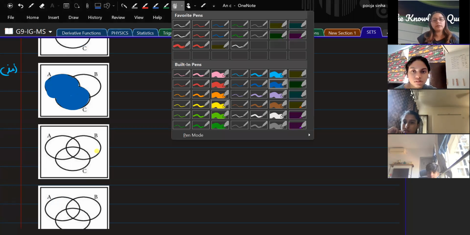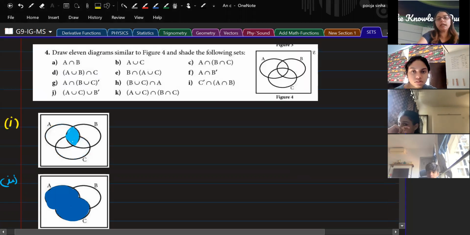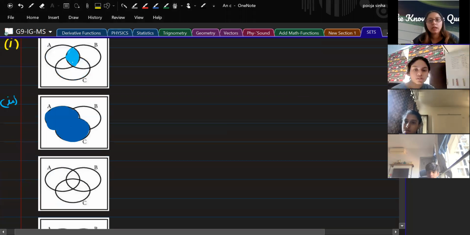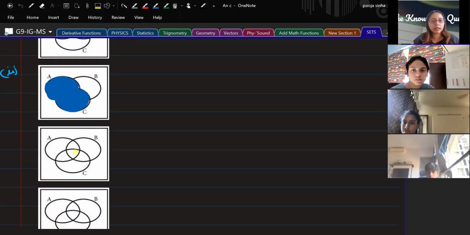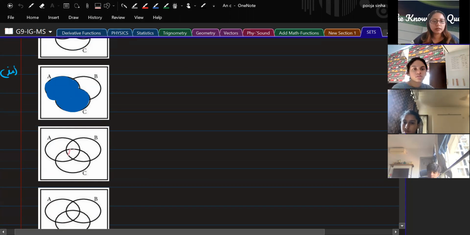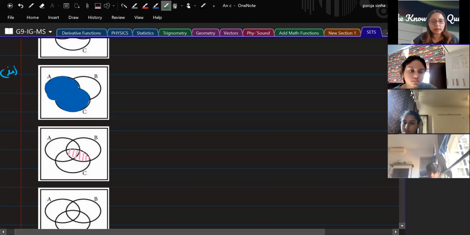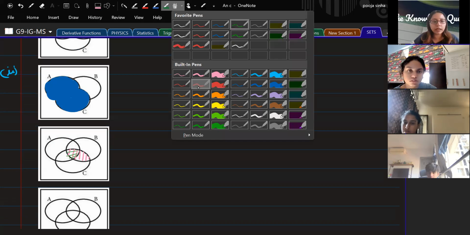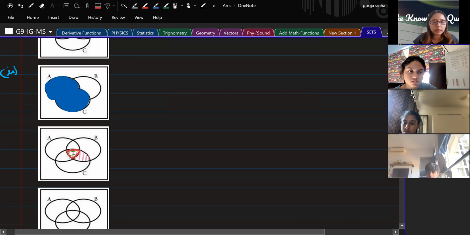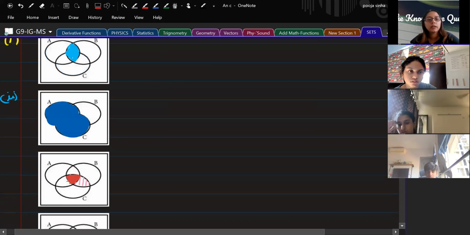Okay, so let's understand this first. First, it says B intersection C. Mujhe batao kya hoga. I will highlight that first. Can I say B intersection C is this part? Yes. And what is common between A and that part? A ka kaun sa part is there? So only this much. So what am I going to highlight at the end? I will be highlighting this. Isn't that what you meant? Yeah. Okay, perfect. This is what I highlight. That's the right answer.